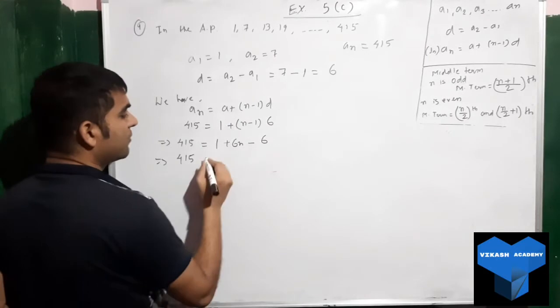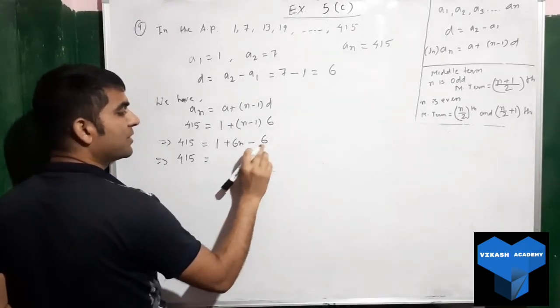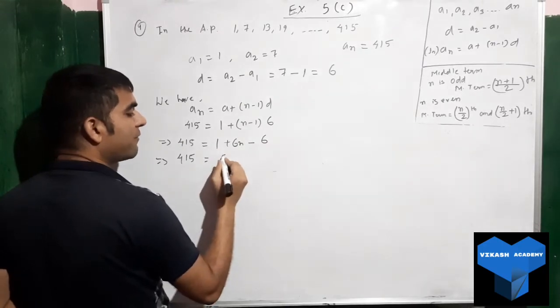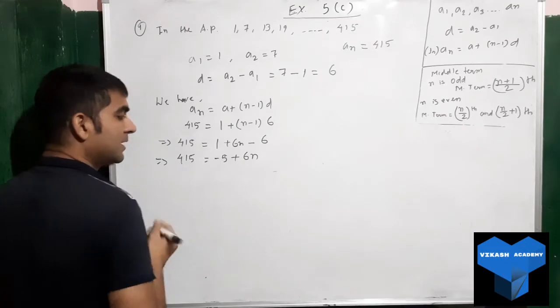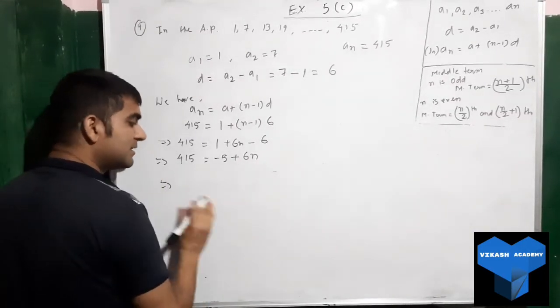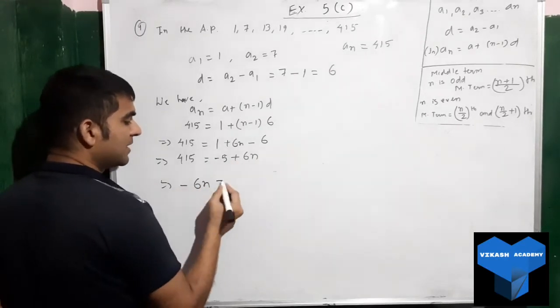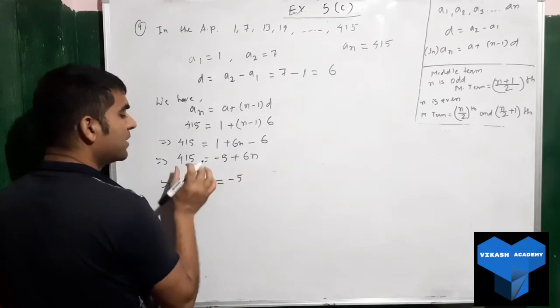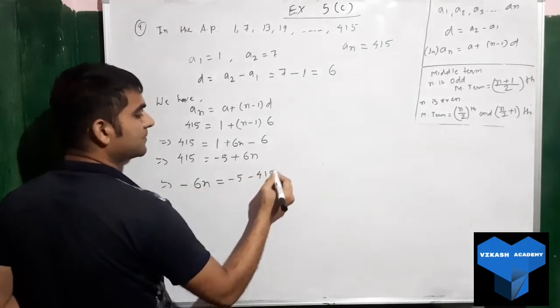415 equal to 6 plus 1 and minus 6. So 6 is greater, we'll take 6 minus 1, which will be 5, but this is greater, so the sign will be minus, plus 6n. Now I will take n this side, number other side. When I take 6n this side, it will become minus 6n. This is adding here, so it will come this side minus. Now minus 5 will be minus 5. 415 here plus, if it goes to the other side, it will be minus 415.